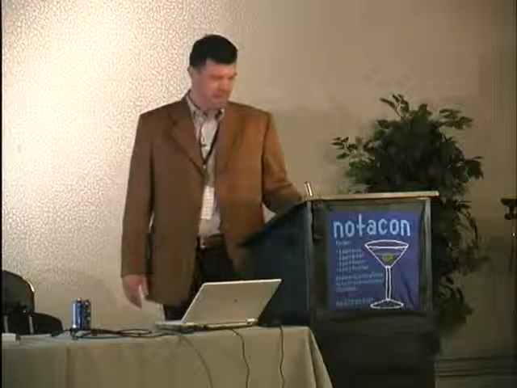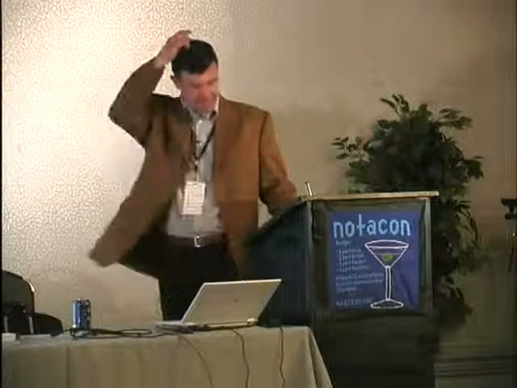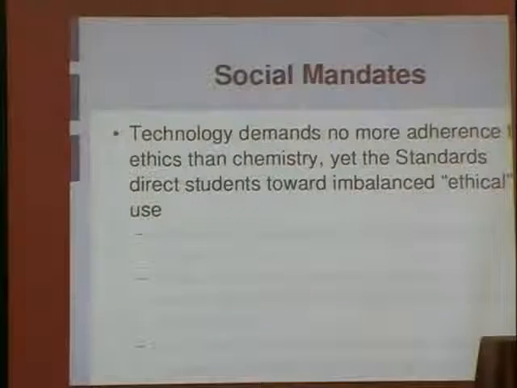For instance, I don't remember addressing shoplifting in school. And I was in an inner-city Catholic school where you think that might have come up. But now we're bombarded with rhetoric about IP and piracy and the rest of these things. So I don't think technology demands any more adherence to ethics than chemistry, yet the standards direct students toward an imbalanced ethical use.